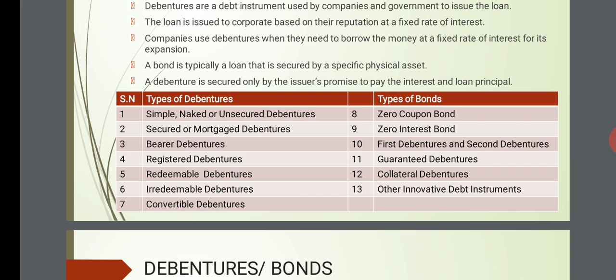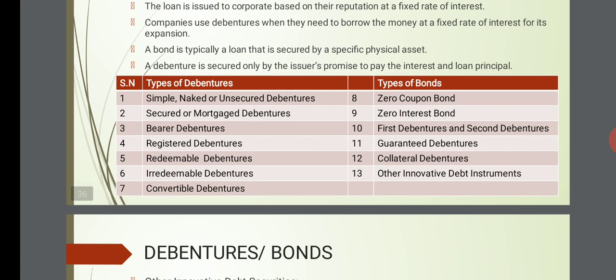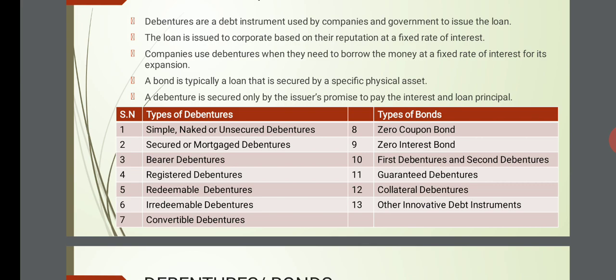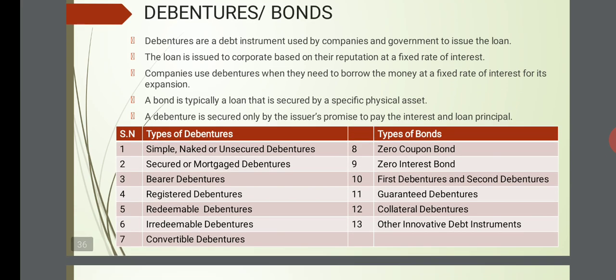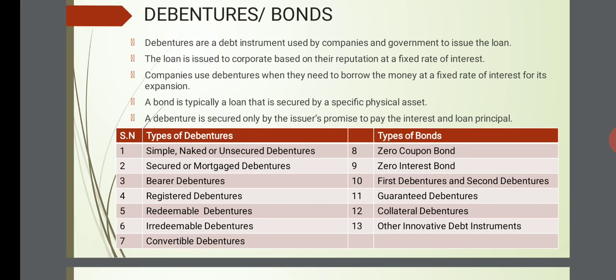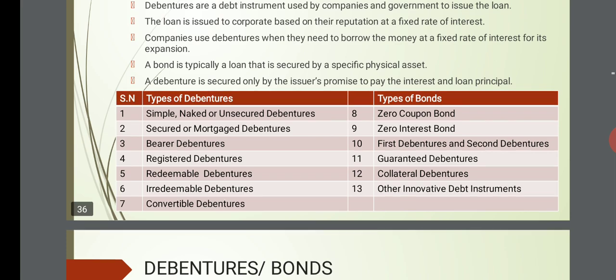Then guaranteed debentures, these are the debentures which are backed by the guarantees of some directors or promoters of the company. Then collateral debentures, these are the debentures which are collateral to some transactions. Then other innovative debt instruments, there can be n number of innovative instruments which can be made out of debt, equity and preference shares, and they form part of debentures. Wherever there is a debt component, it will be part of debentures and bonds.